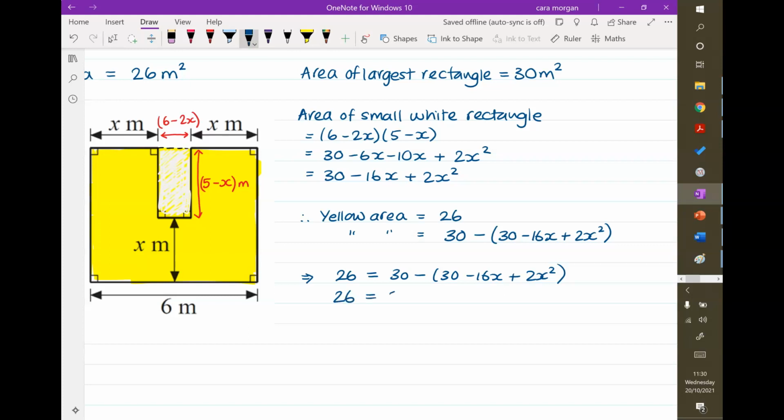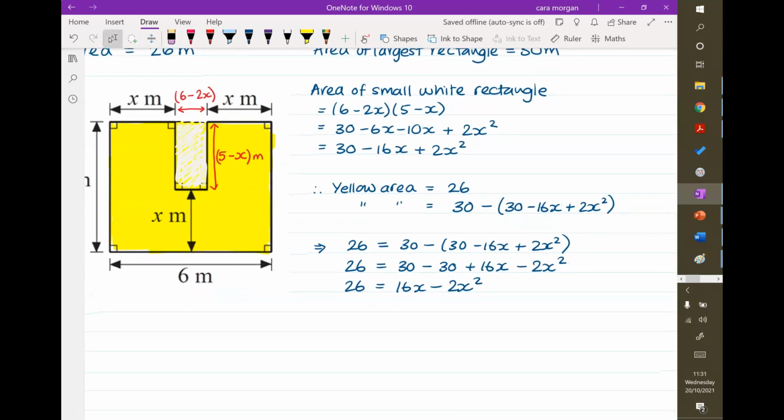I've got to be careful here because I've got 30 subtract 30, add 16x, subtract 2x squared, which is going to give me 26 is 16x subtract 2x squared. And those of you that recognise a quadratic, where the highest power of x is 2, know that you have to make it equal to 0 to be able to solve. So I'm going to rearrange it, and I'm going to add 2x squared to both sides. I'm going to subtract 16x from both sides, and 26 is 0.